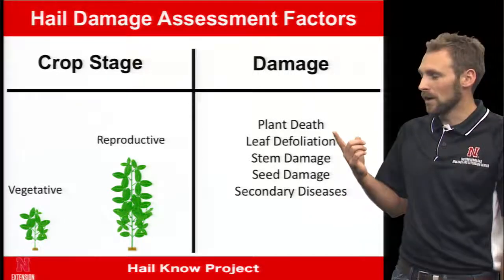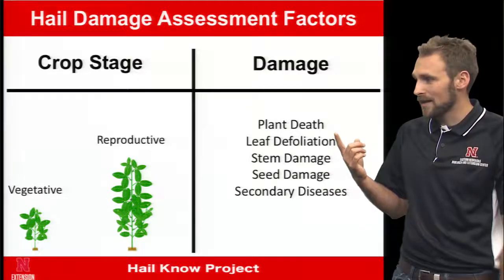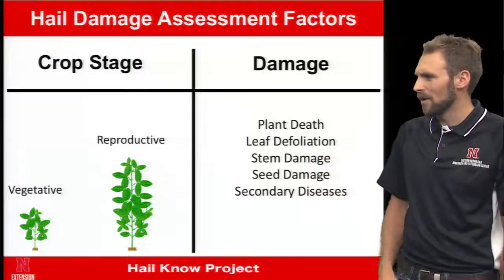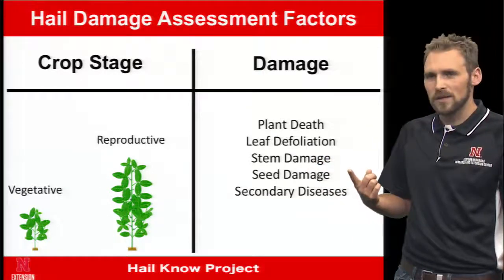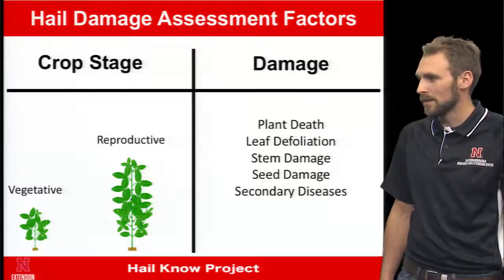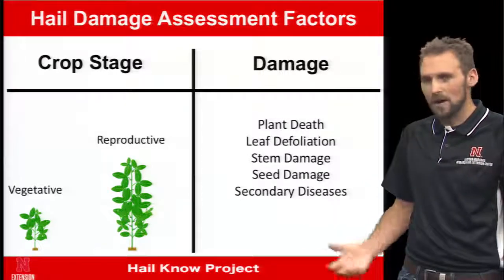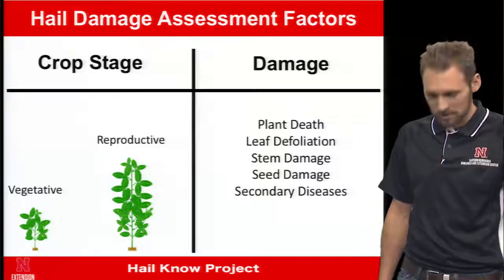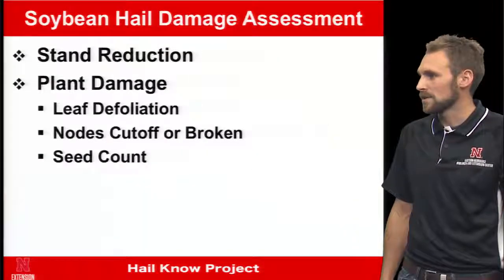But we're going to focus on plant death, plant stand essentially, leaf defoliation, which is later in the season once we get to R1. Stem damage, which is really cut nodes, where we're cutting off points of the plant, and we'll talk about nodes here in a little bit. Seed damage, which is loss of seed falling directly on the soil surface, and then any secondary diseases that can show up in these types of situations.